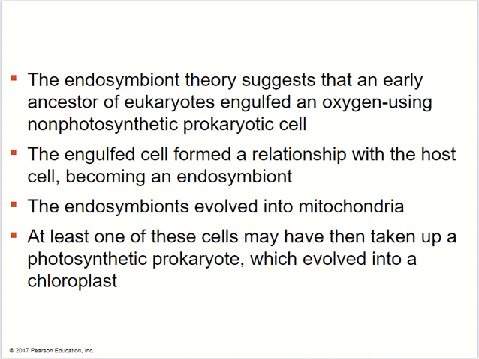This theory suggests that an early ancestor of eukaryotes engulfed an oxygen-using, non-photosynthetic prokaryotic cell. The engulfed cell formed a relationship with the host cell, becoming an endosymbiont. The endosymbionts evolved into mitochondria. At least one of these cells may have taken up a photosynthetic prokaryote, which evolved into the chloroplast organelle.